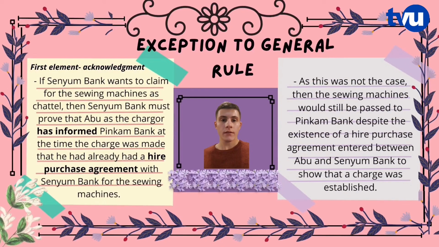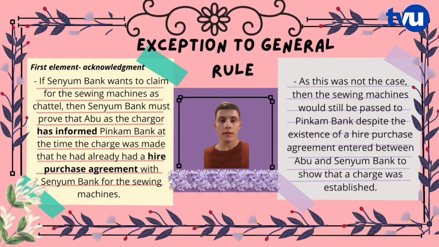As you can see on the slide, there are some exceptions to the general rule, and the first element of this exception is the acknowledgement. So, in fact, if the Senior Bank wants to claim for the sewing machines as chattel, then Senior Bank must prove that Abu, as the chargor, has informed the Binti Bank at the time the charge was made, and that he had already had a hire purchase agreement with the Senior Bank for the sewing machines.